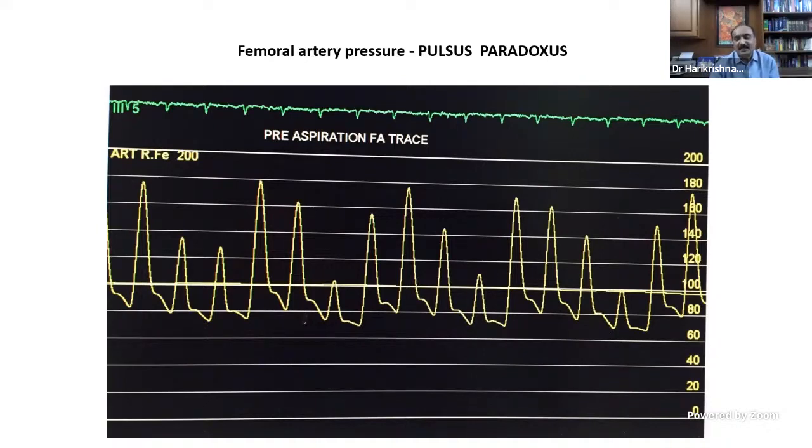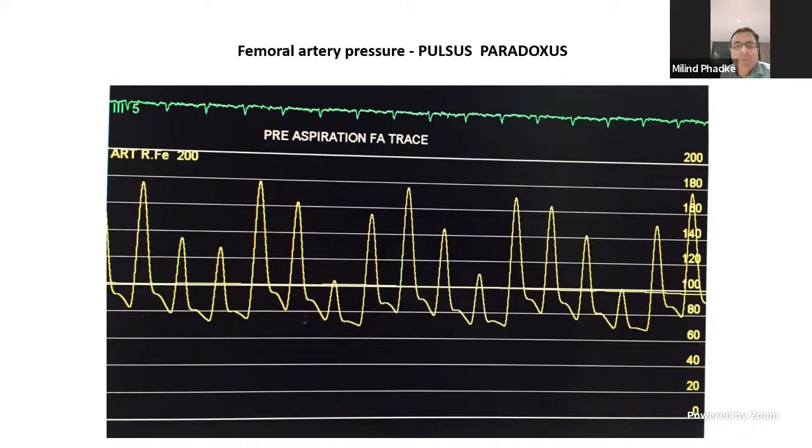Okay. So what is it called? I couldn't get it, sir. No, this is pulsus paradoxus. What is pulsus paradoxus? In which condition will you get it?